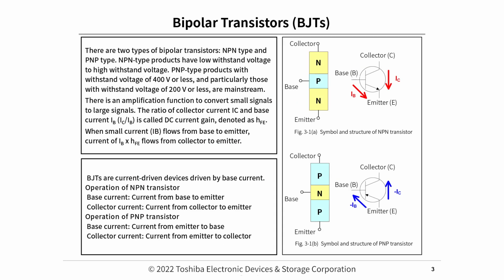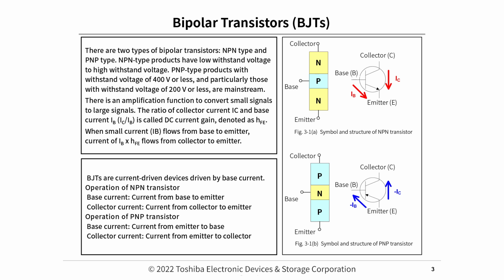Bipolar transistors. There are two types of bipolar transistors, NPN type and PNP type. NPN type products have low withstand voltage to high withstand voltage. PNP type products with withstand voltage of 400 volt or less, and particularly those with withstand voltage of 200 volt or less, are mainstream. There is an amplification function to convert small signals to large signals.